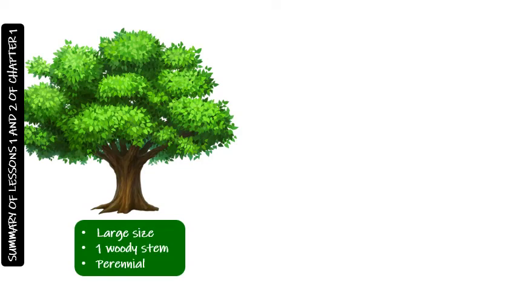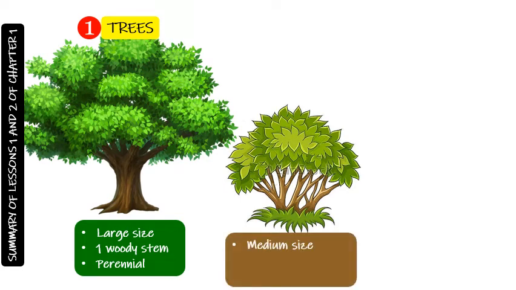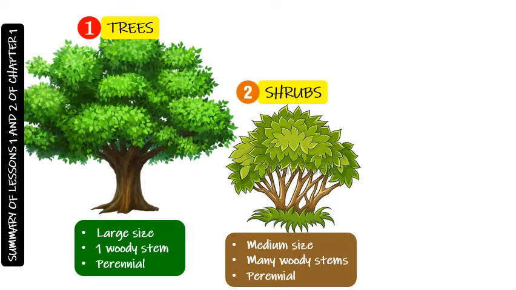Plants that are perennial, which means that they live more than 2 years, are classified as trees. So again, trees are plants with a large size, with one woody stem called a trunk, and these plants live for more than 2 years. Plants with a medium size, with many woody stems, and which are also perennial, are considered as shrubs. So shrubs are smaller than trees, they have a medium size, they have many woody stems, and they are perennial.